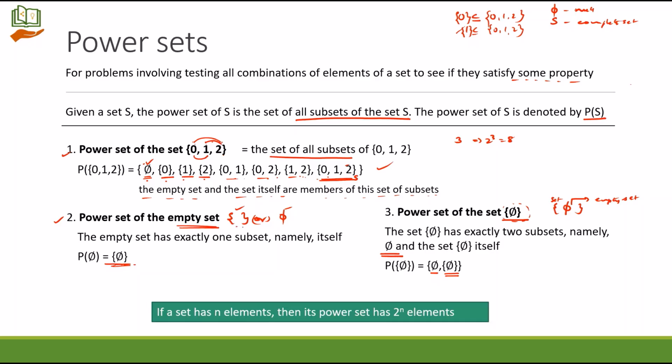How many elements are inside? There are 0 elements. 2 power 0 is equal to 1. You have only 1. What about this? You have only 1 element inside. 2 power 1 is equal to 2. You have 2 elements. So this particular 2 power n elements is perfectly satisfying all the 3 examples.